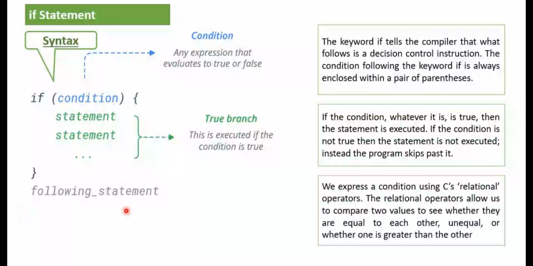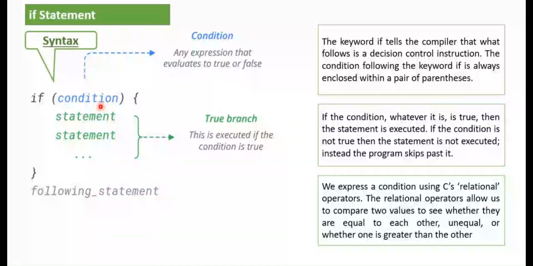We express a condition using C's relational operators, and the relational operators allow us to compare two values to see whether they are equal to each other, or whether one is greater than the other. That means these condition expressions can be a relational one or any comparison that will evaluate to a true or false value. We have discussed a lot of operators in C, so whatever suitable operators can be used for a conditional expression can be used here.